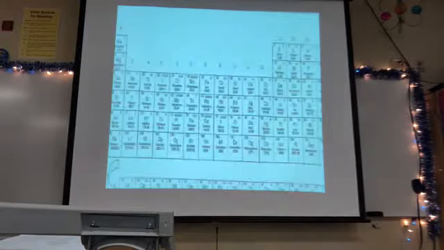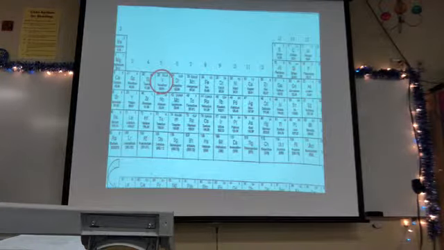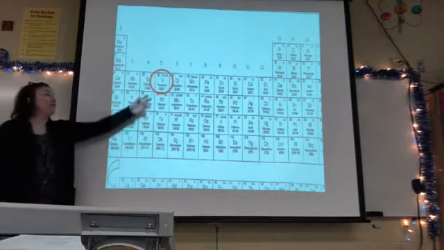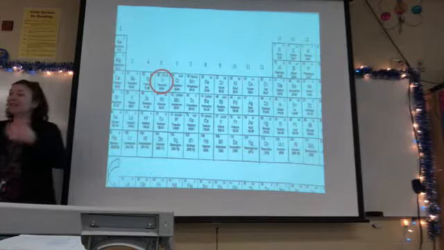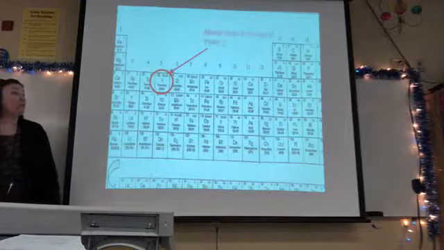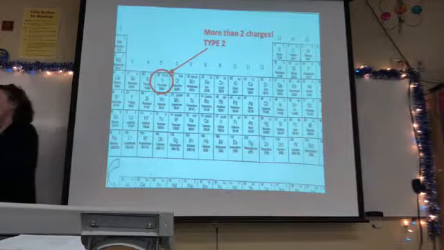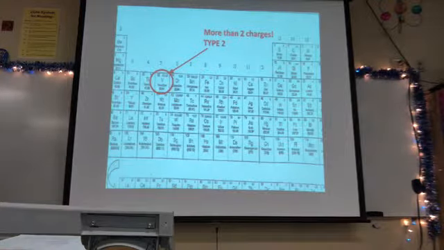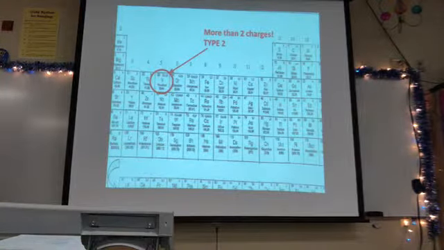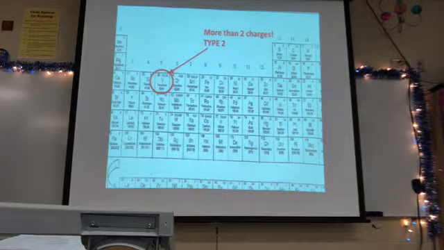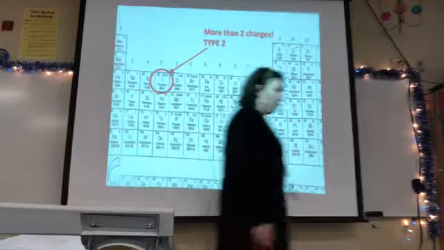If you look on your periodic table, vanadium has 2, 3, 4, and 5. That's a type 2 metal. So it has more than one charge. It is a type 2 metal. Okay? So far, so good. Okay, now back to the teaching.